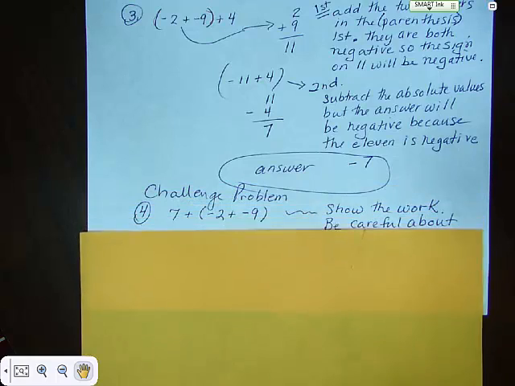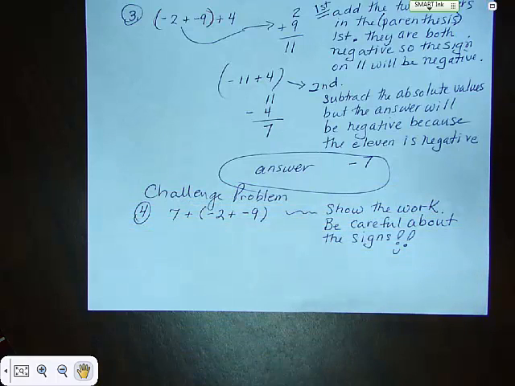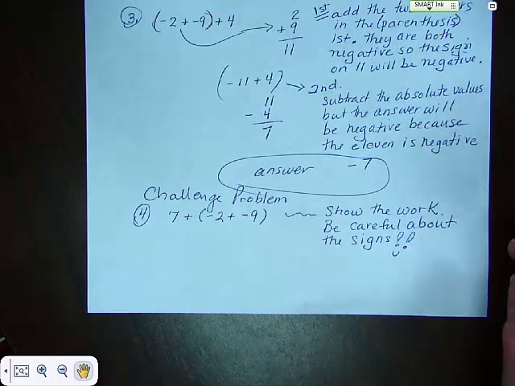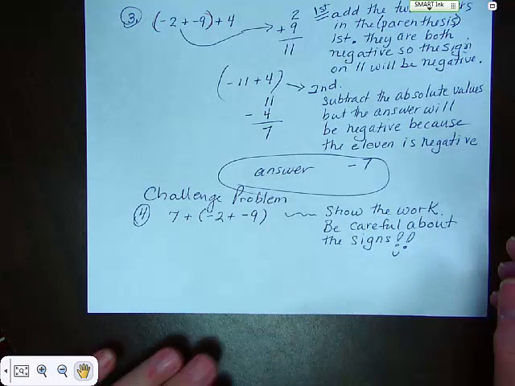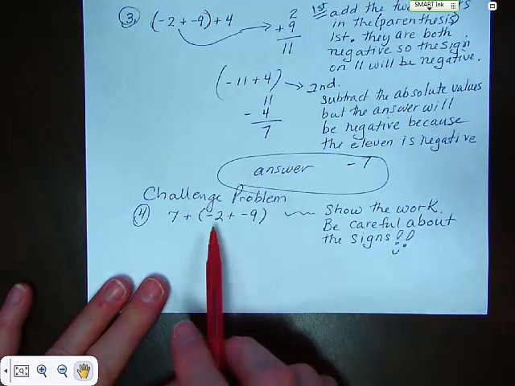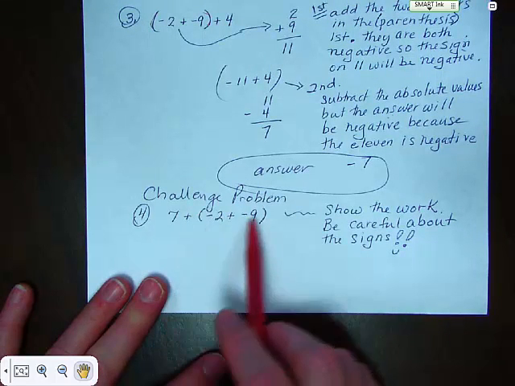Okay? Here is your challenge problem. Do this and bring it up to me, and you'll get some extra credit points for it. Have to show the work. Be sure you're careful about the signs. Notice both of these signs are negative, and they are within parentheses.